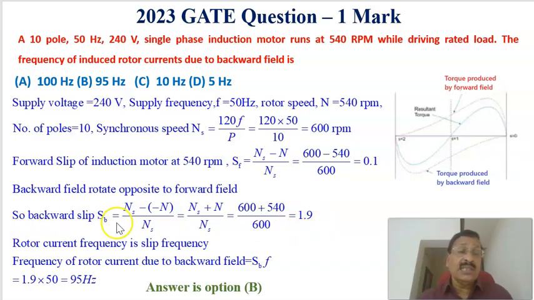Therefore the backward slip SB equals 1.9, and the frequency of the induced rotor current due to the backward field is equal to the backward slip times the supply frequency, SB into F, which is 1.9 into 50, equal to 95 Hertz. Therefore the answer is option B.